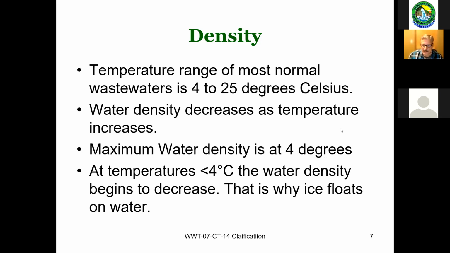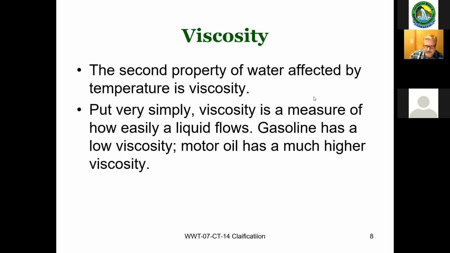One of the key points on this slide is that maximum water density is at 4 degrees. At temperatures less than 4 degrees, water density begins to decrease, and that's typically why ice floats on water. I'm assuming that you don't have to deal with a lot of snow and ice, which is probably pretty nice, but it is one of the things that colder weather climates have to deal with.